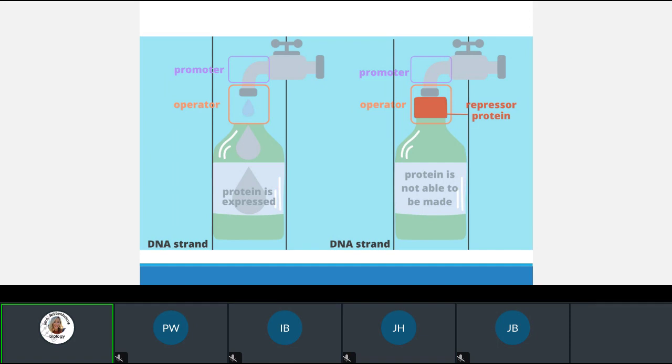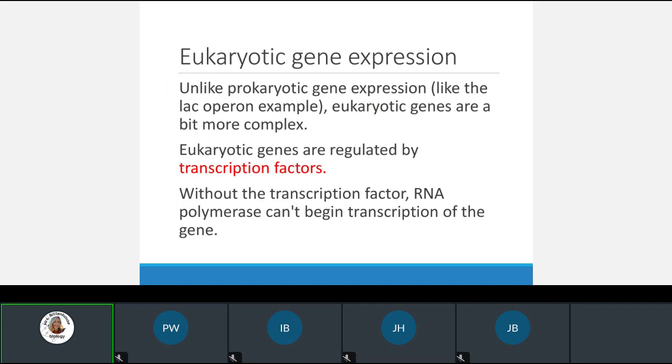So we make those things. We make those proteins. In this case, we make that so that the bacteria in our intestines can digest things. All right.